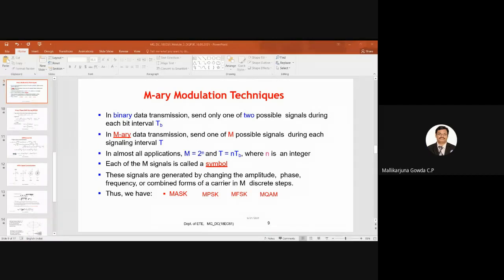Okay. So how do we find the signaling interval? T is n into TB. Pardon? T, the signaling interval, is equal to n into TB, sir. Okay. T is equal to n into TB, where the value of n is an integer. Fine. Yes, Girish.